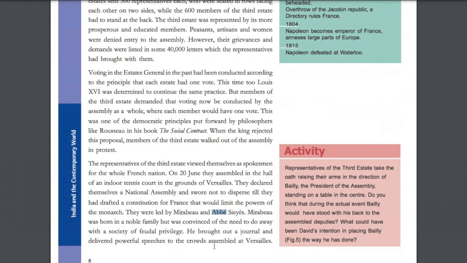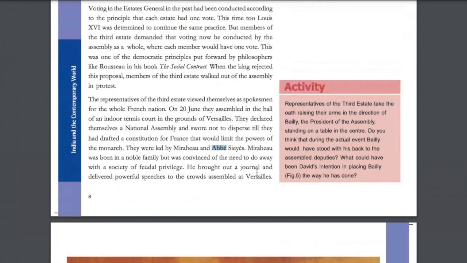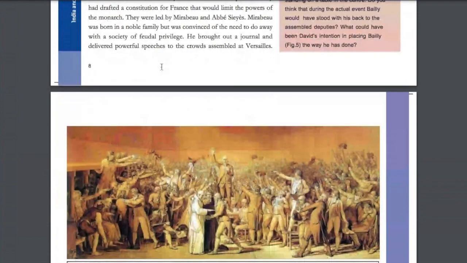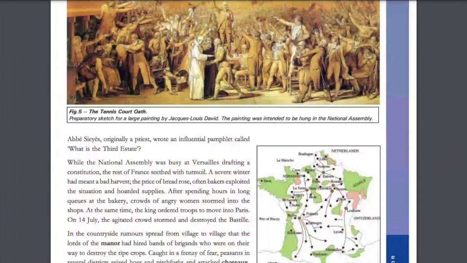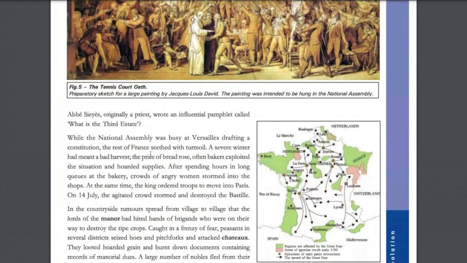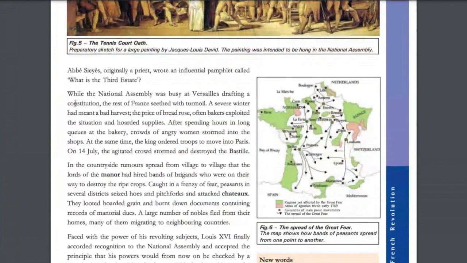So he brought out a journal and delivered powerful speeches to the crowd assembled at Versailles. Versailles is a place in France, and they assembled in the indoor tennis court in the grounds of Versailles. And Abbé Sieyès, who was originally a priest, wrote an influential pamphlet called "What is the Third Estate?"